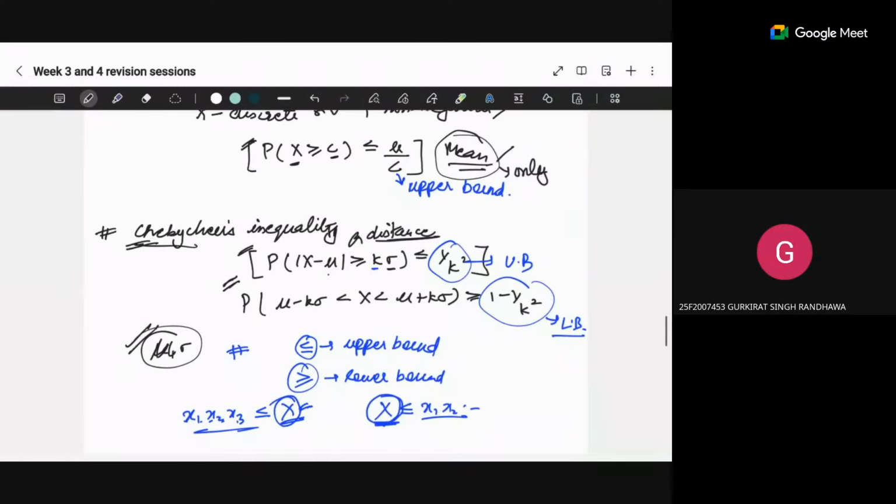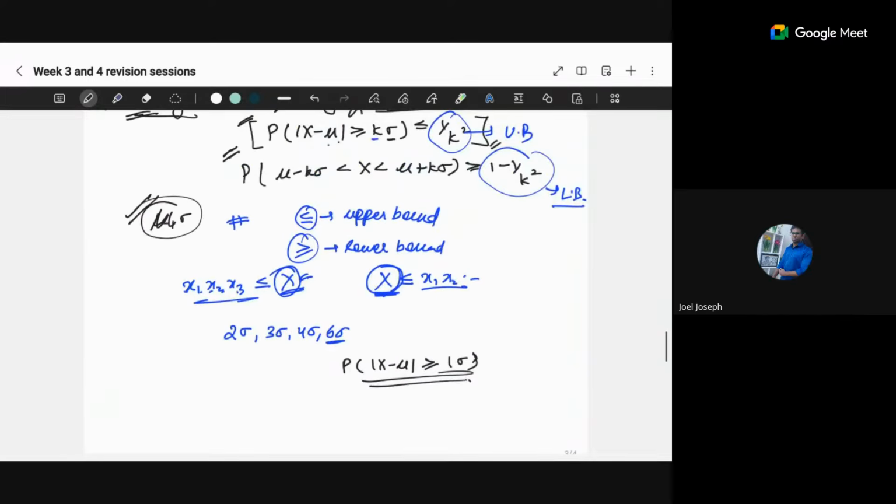So what you will be doing? Basically, from the Markov's inequality, you can get this Chebyshev's inequality. In place of x, I am just putting x minus mu whole square, and in place of c, I'm putting k square sigma square. So you just have to put the values and then you will get this. Okay? Yes or no? Yes, ma'am. Okay, so week 3 is done.